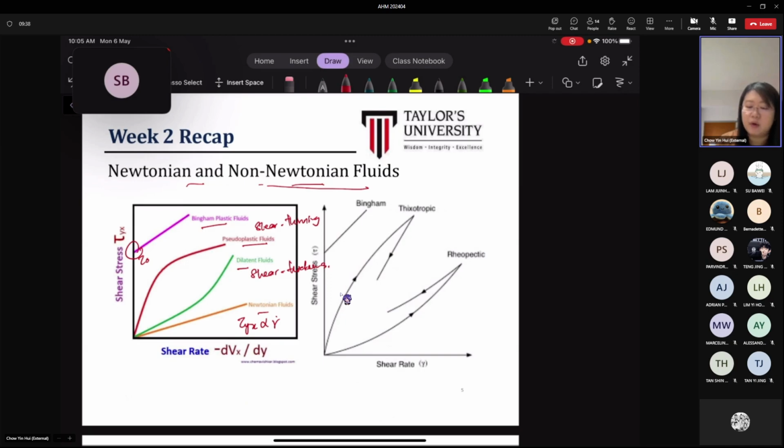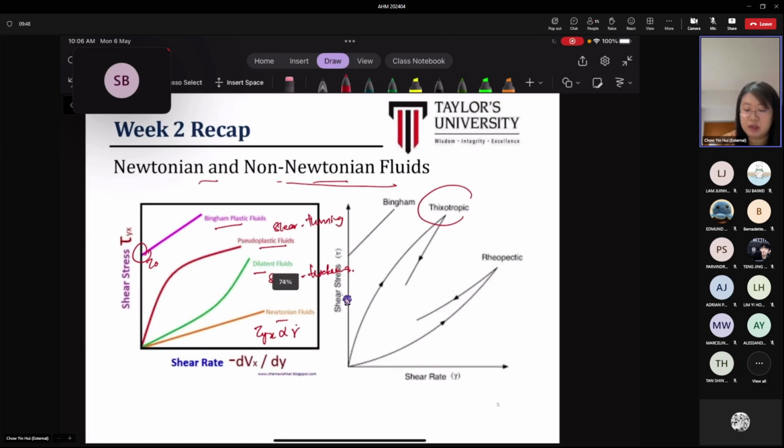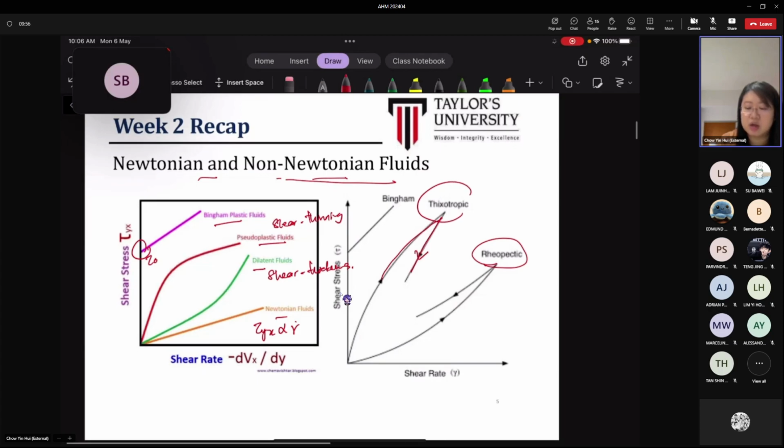Non-Newtonian fluid can also be categorized into two types: time dependent and time independent. For time dependent, we have the thixotropic fluid and also the rheopectic fluid. Thixotropic fluid undergoes a reversible decrease in the shear stress at constant shear rate. The rheopectic fluid would be the opposite of it.